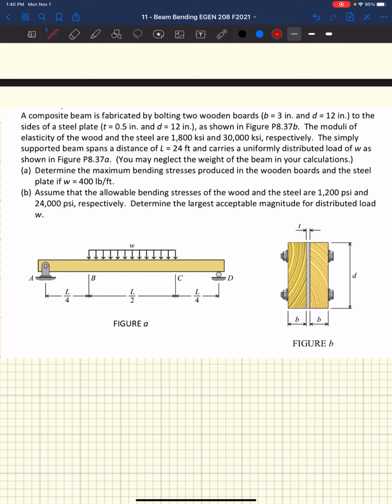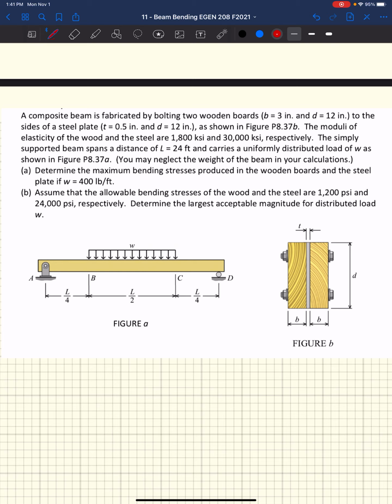And they ask us to do a couple things. One is determine the maximum bending stress produced if that uniform load was 400 pounds per foot. And then they come back and say, now assume that the allowable bending stresses of the wood and steel are 1,200 psi and 24,000 psi. And then they want us to determine the maximum distributed load that we could put on this beam. So let's figure out the stresses with a load of 400 pounds per foot, and figure out the maximum load we can put on it given the allowable stresses.